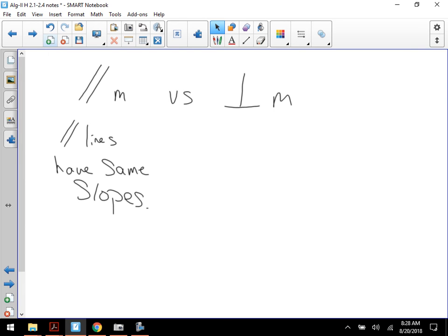Versus perpendicular. When you are perpendicular, you create a right angle. Now, if you're going to be perpendicular, what was the relationship between the slopes? Do you remember that? Opposite reciprocals. Very good. Perpendicular slopes are opposite reciprocals.